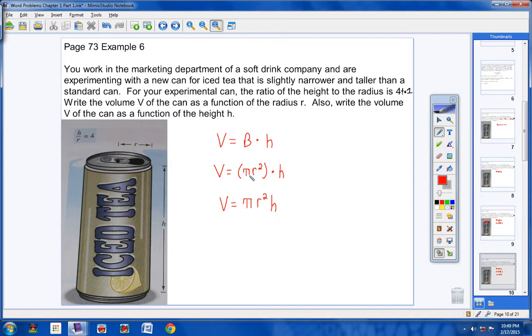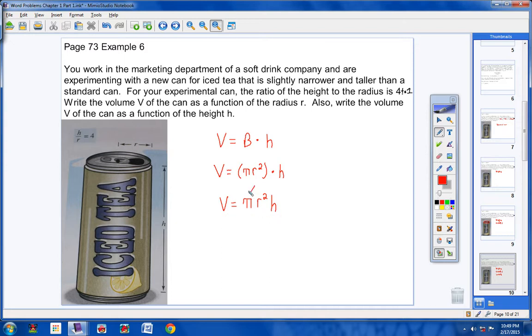Okay, now let's simplify it a little more. Then I can just go ahead and multiply all these together. Pi r squared times h is pi r squared h, okay? There it is. Now, would you please listen to me? Do you know what you have right now, students? You have volume as a function of r and h. Right now you have volume as a function of r and h.